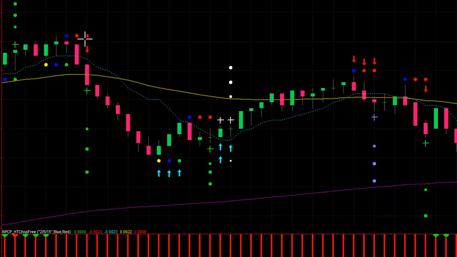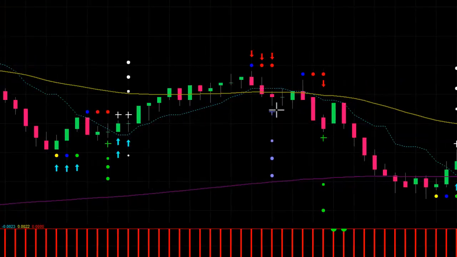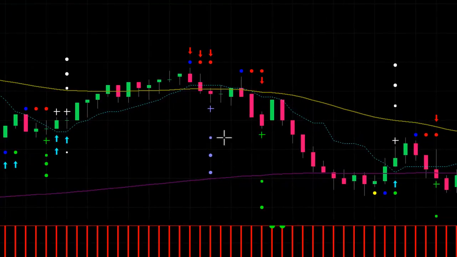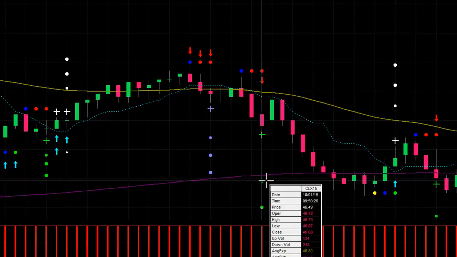Look at the next trade. It's a nice winner. Look at the next trade. It's a nice winner. Even the green trade that follows gets past target 1.